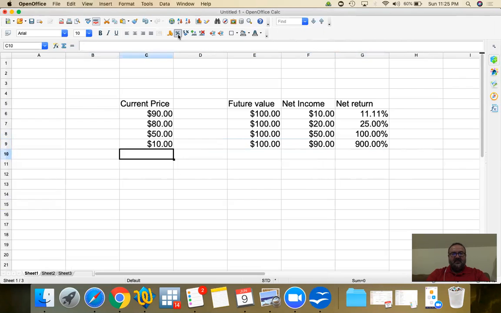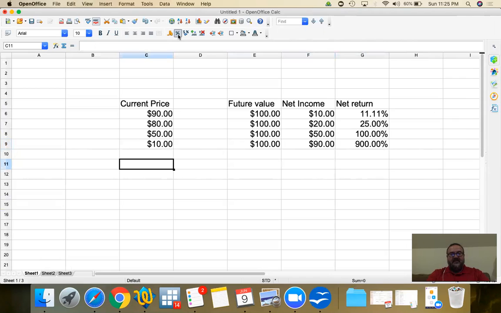So if you pay $10, now notice you're paying a very small amount for a $100 future value, which means that your net income will be $90. You're paying $10 to receive a $100 future value. Therefore, your net income will be substantial compared to your current price, which gives you a net income of $90, which is 900% or ninefold of your original investment.